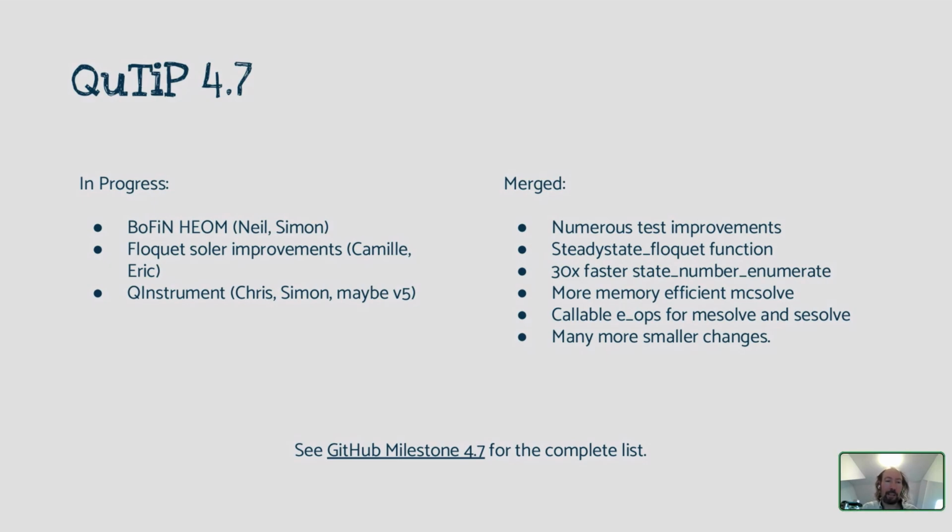A QInstrument is just a very general description of a measurement operation. You can think of it as a list of possible measurement outcomes, and then the operators on the system state that give the probabilities of those outcomes and the post-measurement state if that outcome is selected.